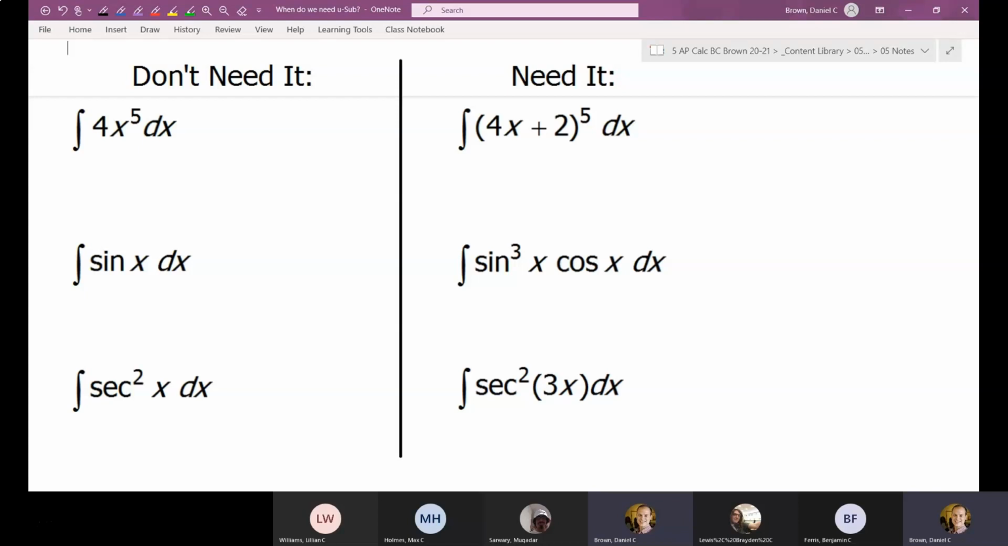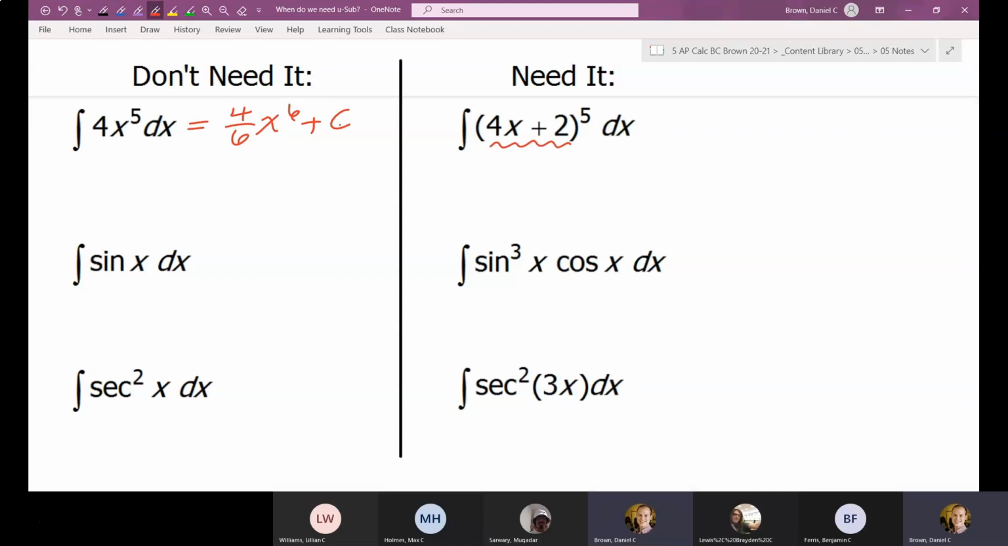For example, this first column are all ones where we do not need to do U substitution. Like 4x to the 5th, we know immediately what is the antiderivative of that: 4 6x to the 6th plus c, and of course you could reduce that to 2/3. A similar one where U sub makes it a little bit nicer is we have this 4x plus 2 to the 5th, so that would be one where we need to do U sub.